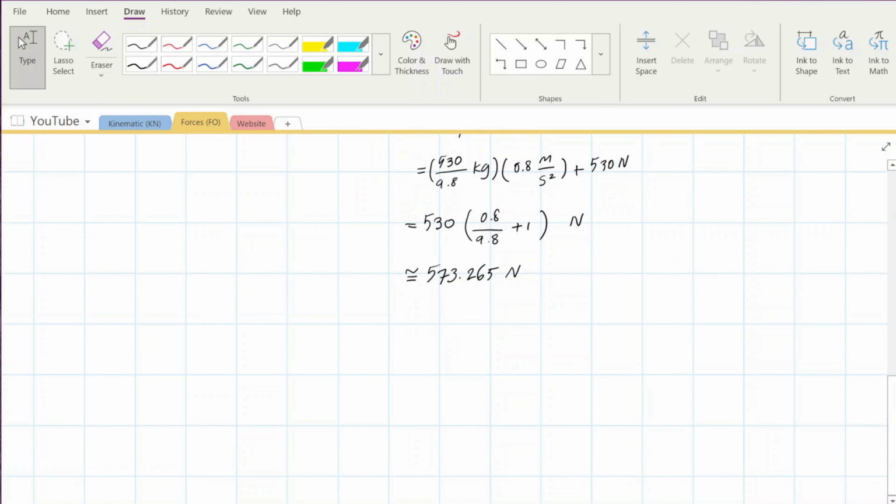All right, as you see, the tension force is about 573.265 newtons, which is less than the threshold of 600 newtons. So we're good, and pulling the person out over 10 seconds is doable.